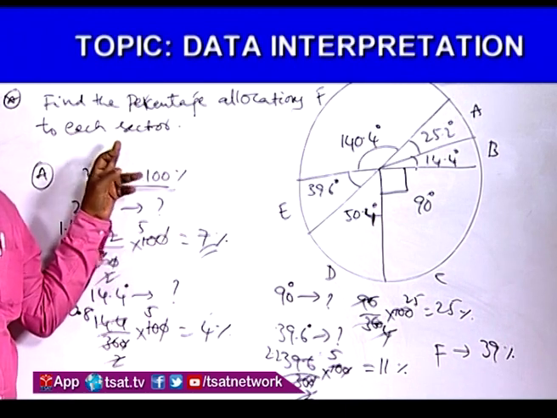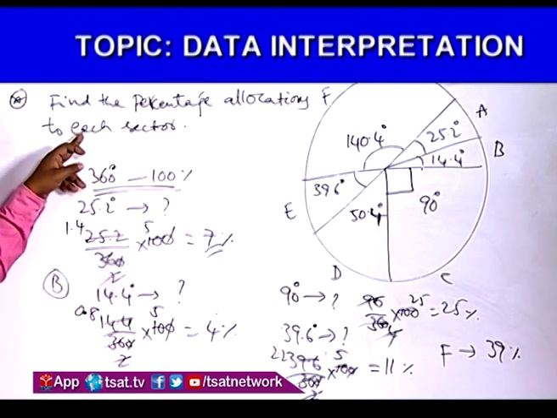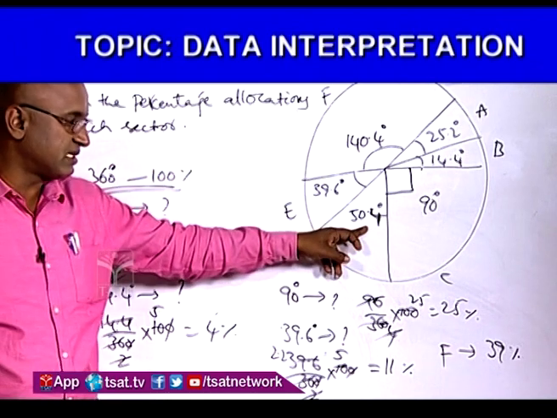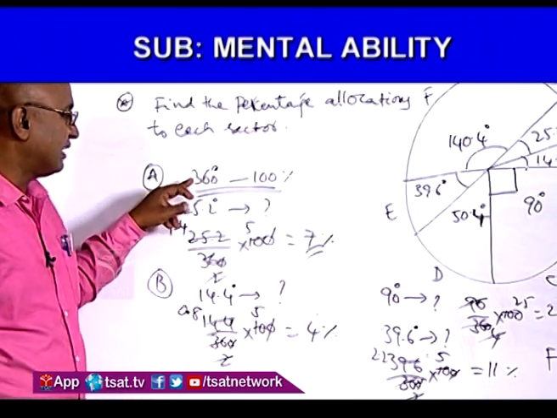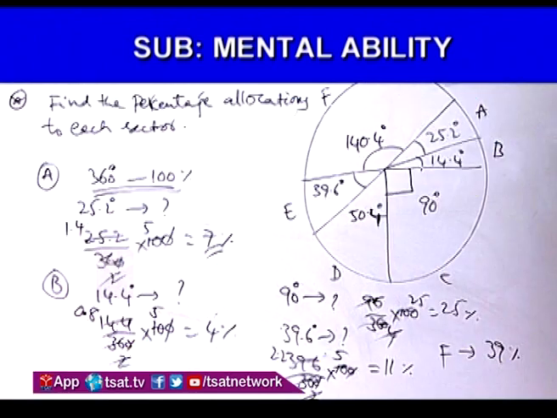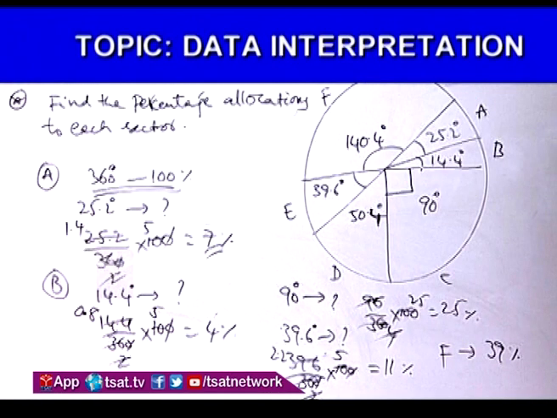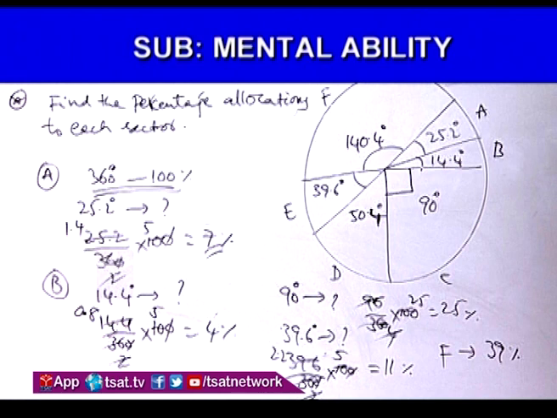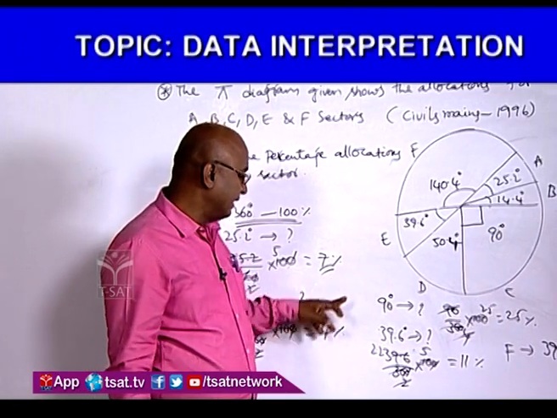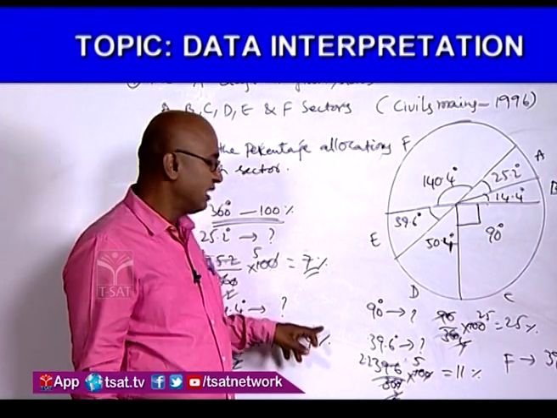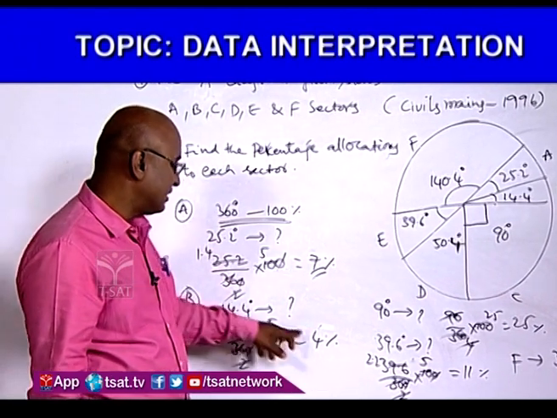Here the second question is like this. What is the percentage allocation to each sector? Here the allocations are given in degrees. We have to convert them into percentages. So what is the main condition here? The total angle in a circle is 360 degrees. If 360 degrees is 100%, then what is the percentage of each individual sector? So first example, 25.2 degrees, how much? 25.2 by 360 into 100, that is 7%. Similarly, we find all the angles' percentages. Got it? For example, B 14.4 degrees is 4%.